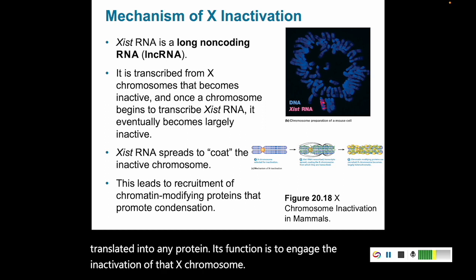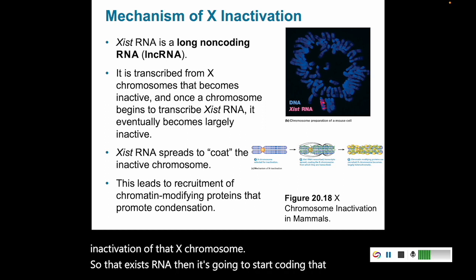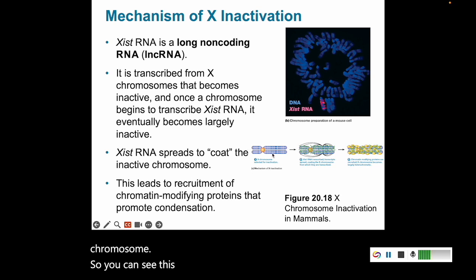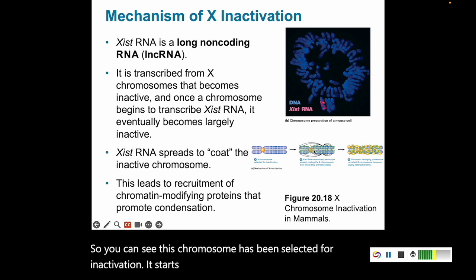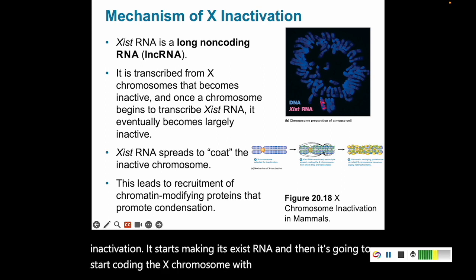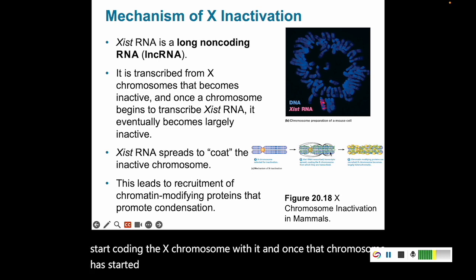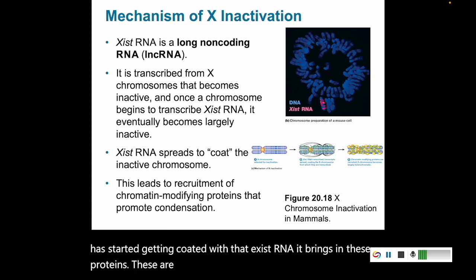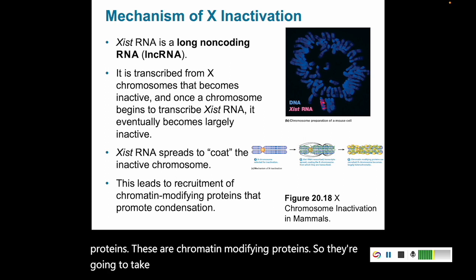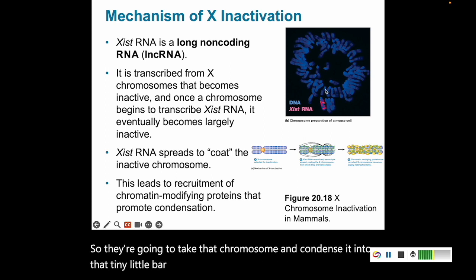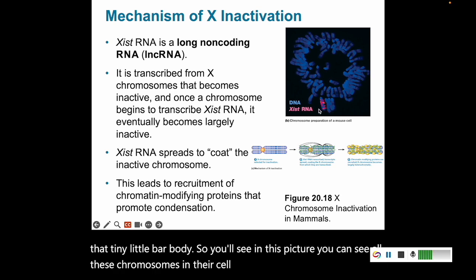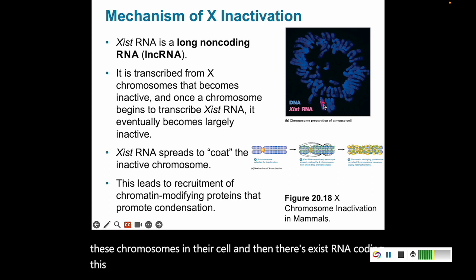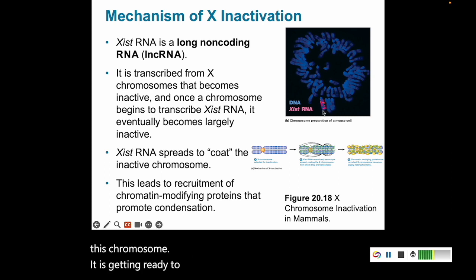So that Xist RNA then is going to start coating that inactive chromosome. So you can see this chromosome has been selected for inactivation. It starts making its Xist RNA, and then it's going to start coating that X chromosome with it. And once that chromosome has started getting coated with that Xist RNA, it brings in these proteins. These are chromatin modifying proteins. So they're going to take that chromosome and condense it into that tiny little Barr body. So you can see in this picture all these chromosomes in their cell, and then this Xist RNA coating this chromosome. It is getting ready to be condensed into a Barr body.